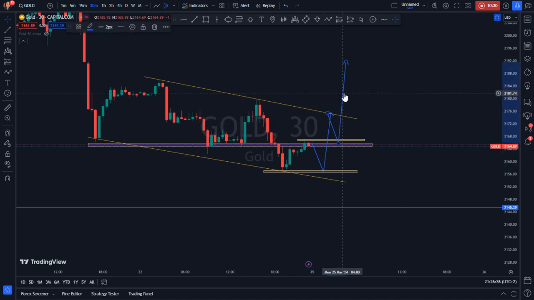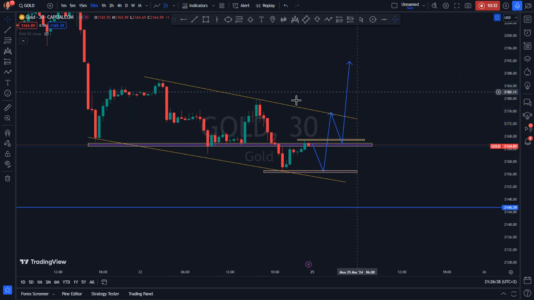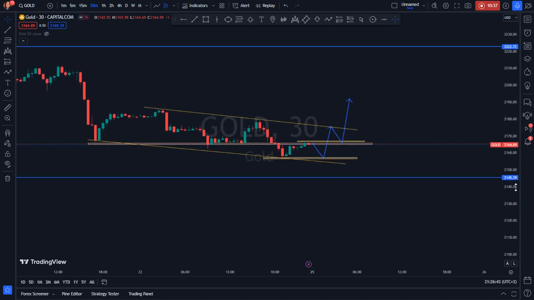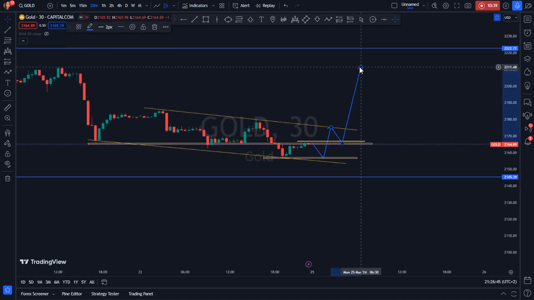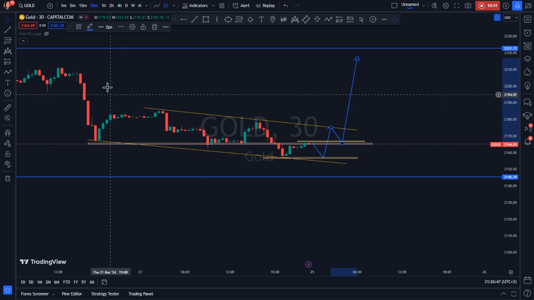So this is what I can say so far on gold, guys, because the way it looks, to me it looks more like a reversal pattern, to say the market can go all the way up again. To me it looks more like a reversal pattern.